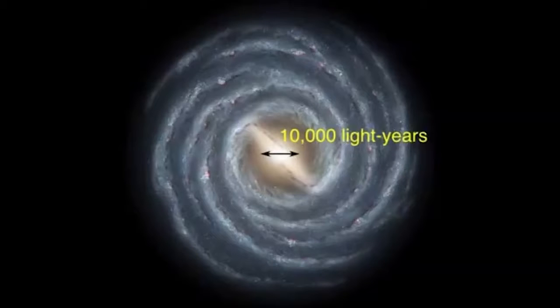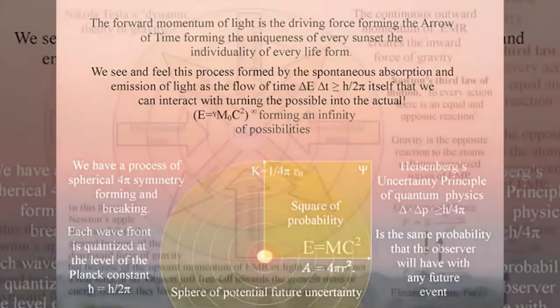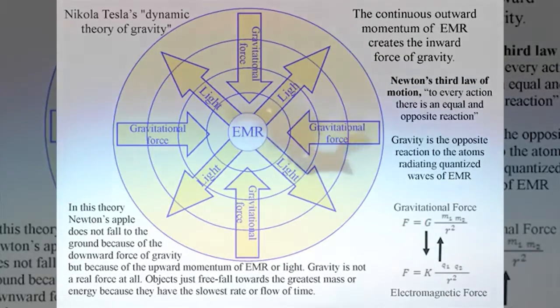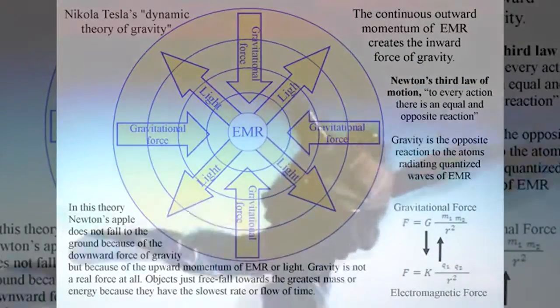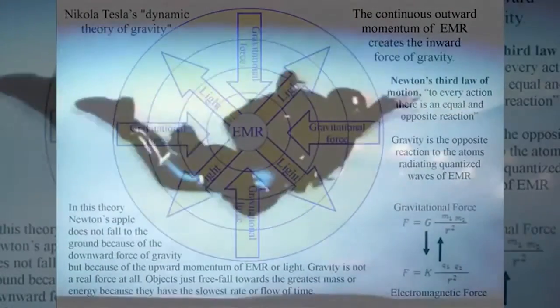Newton's apple does not fall to the ground because of the downward force of gravity, but because of the upward momentum of electromagnetic radiation, or light. Gravity is not a real force at all. It is a secondary force to the electromagnetic force. Objects just free fall towards the greatest energy because it has the slowest rate of time, or the greatest time dilation.